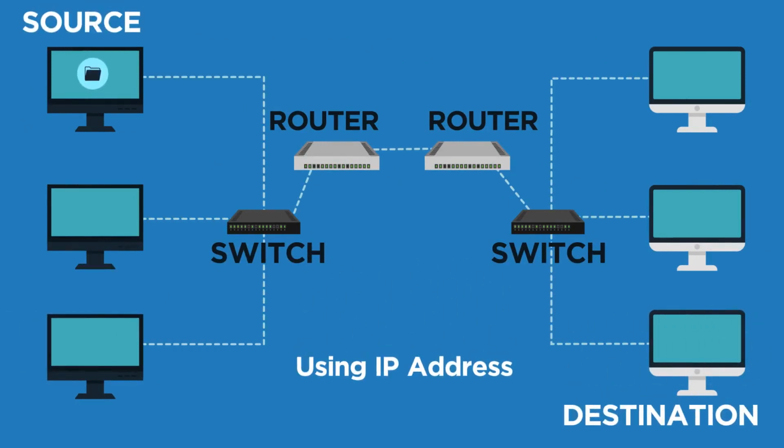So the data from a PC in the first network goes to the switch. Then the router takes the data from the switch and forwards the data to the switch in the second network, and so on till it reaches the destination.